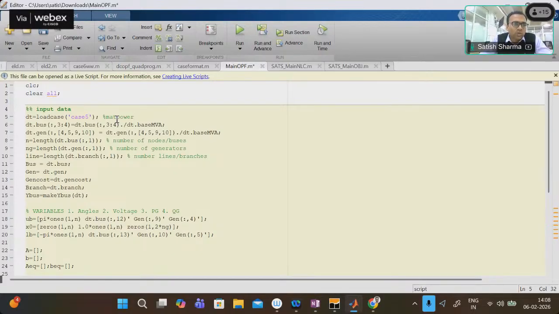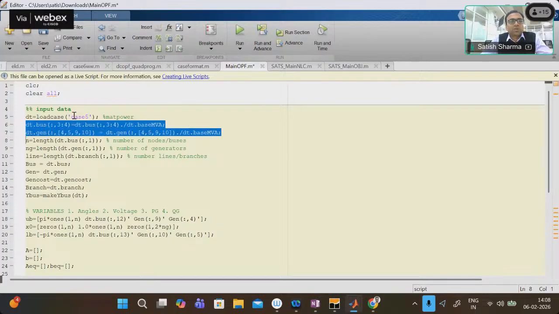The very first line is loading of the case 5. Once we have loaded it, as explained earlier today morning, all the powers should be in per unit. This is what we have done here in line number 6. This is the bus data, and the 3rd and 4th columns are divided by the base MVA. The third and fourth columns give the information about the active and reactive power demand, which was given in megawatt and MVAR. That's why we have converted that into per unit.